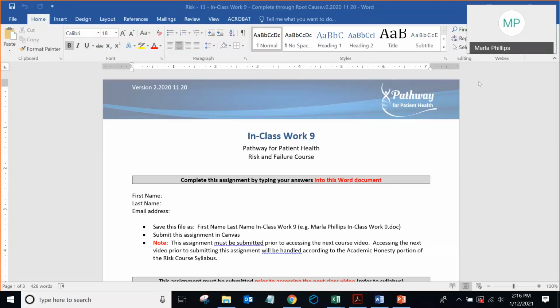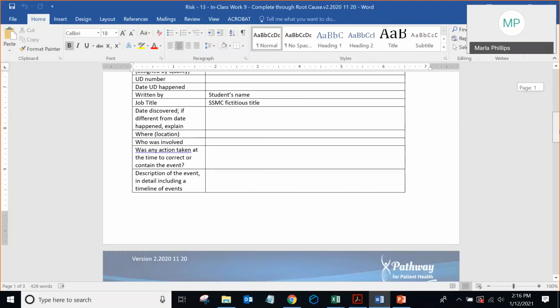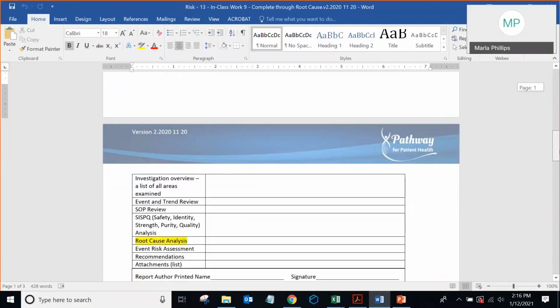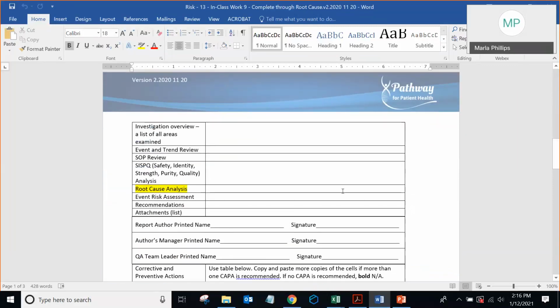when things happen. So the investigation itself, or not the investigation, the assignment itself has the template that the students are to fill out. And for in-class work assignment number 9, we're asking them to investigate up to and including the root cause analysis section. So that's why that's in yellow.